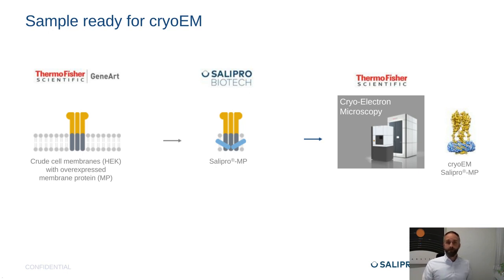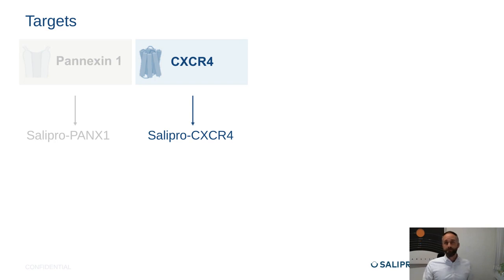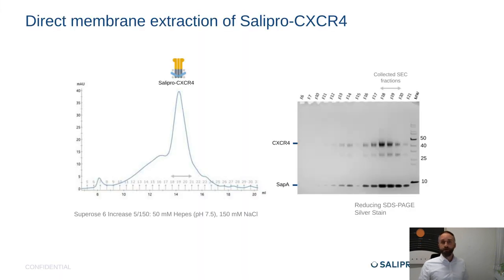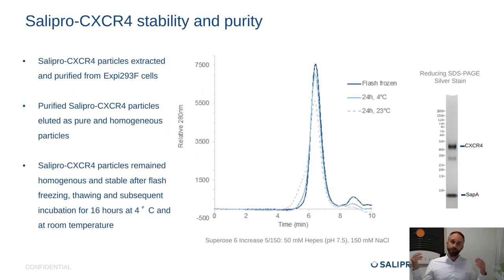In the meantime, we continue here with a GPCR, CXCR4, which was also part of this array of different drug targets that we chose. Similar purification strategy like before. I'll jump directly to the size exclusion chromatography profile. Here we can see CXCR4, the bands which are visible here, and then we see the scaffold protein bands. Again, we collected those fractions, pooled them, flash froze the sample, thawed it, and subsequently incubated it at different temperatures. In this case, it was 24 hours at 4 degrees and 24 hours at 23 degrees.